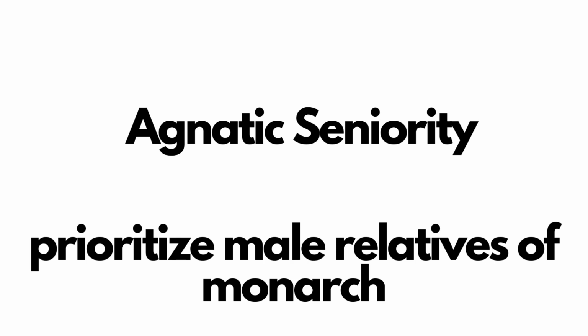Agnatic seniority. This system prioritizes succession among the male relatives of the reigning monarch, often favoring brothers or male relatives from the father's side. The United Arab Emirates followed a variant of this system, with each of the 7 emirates governed by its own hereditary ruler known as an emir. Succession in each emirate involves consultation and consensus among the ruling family's senior members, aiming to select a candidate best suited to lead.